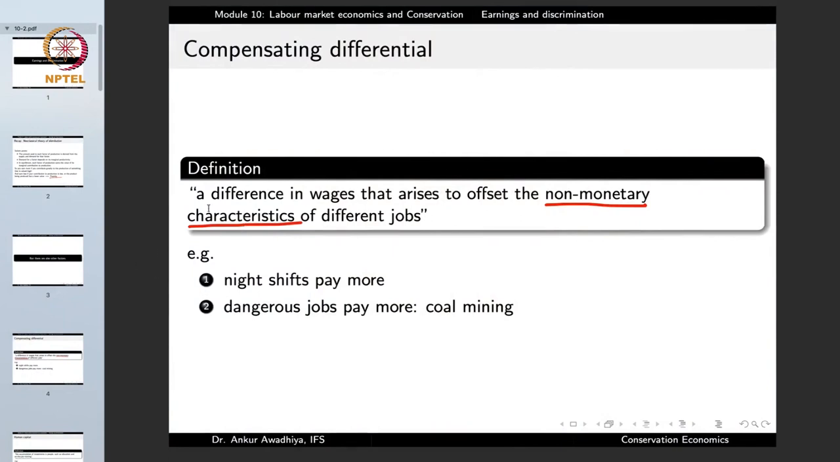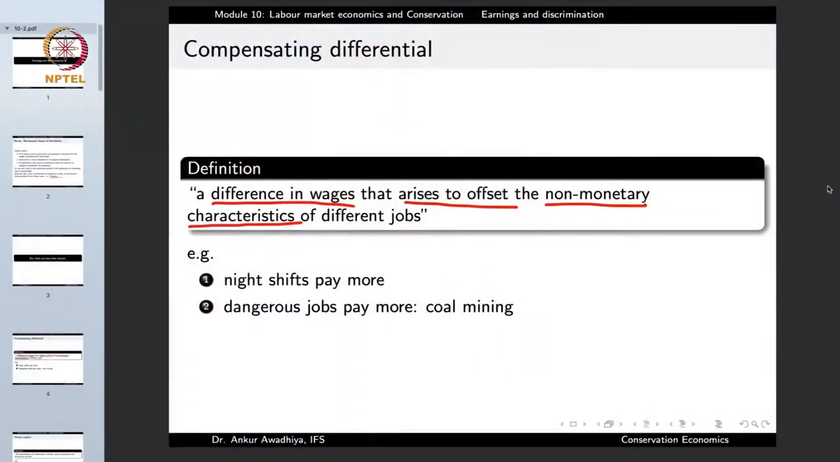So this is a difference in wages that is arising to offset, that is, we are trying to nullify or compensate for the non-monetary characteristics of different jobs. Examples are night shifts that pay more, or dangerous jobs that pay more, for example coal mining. A person who is working as a porter to carry load from one place to another will be earning less money if he is doing the work of a porter in a market or say in the railway station. But he will get much more compensation or wages if he is working say in a coal mine. Why?